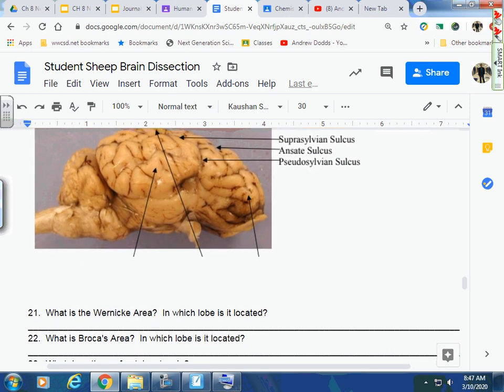So on this one, just another view here. So on the side, temporal. This is the top side, that would be parietal. And then this is pointing to the frontal.